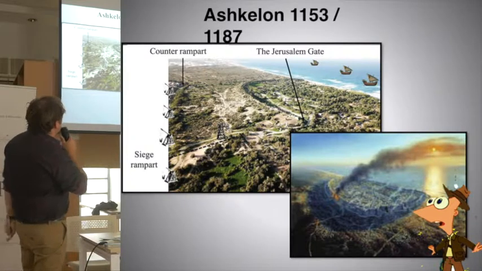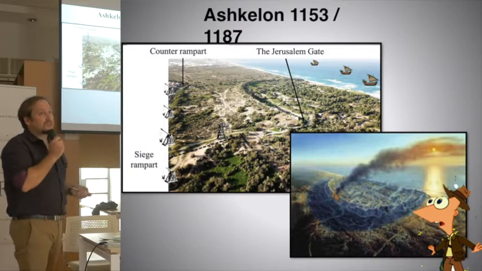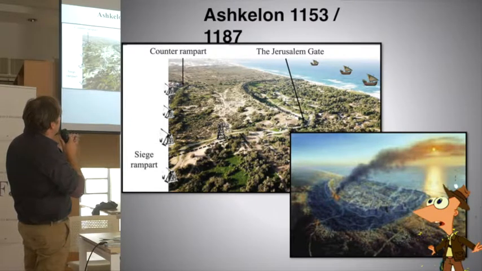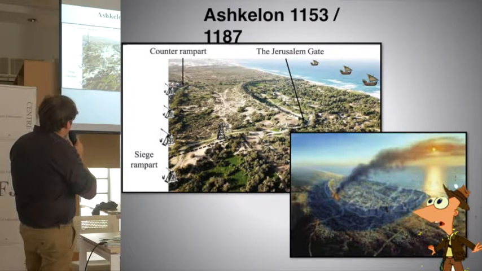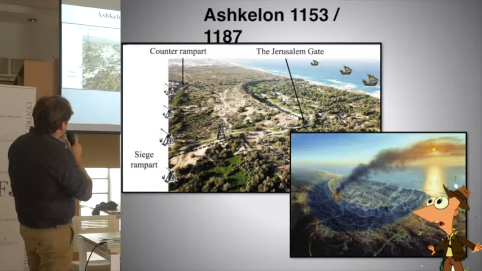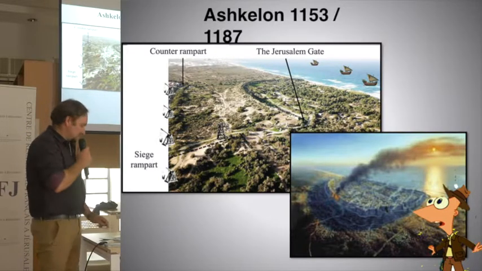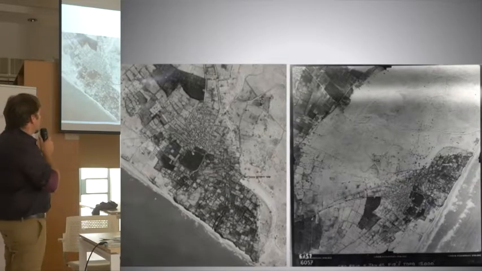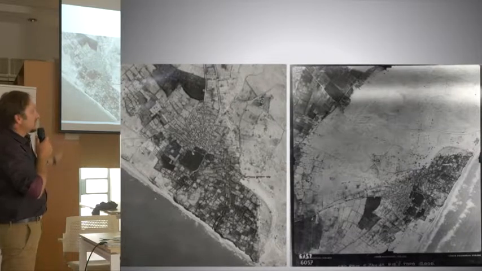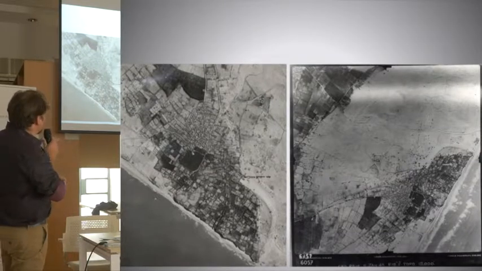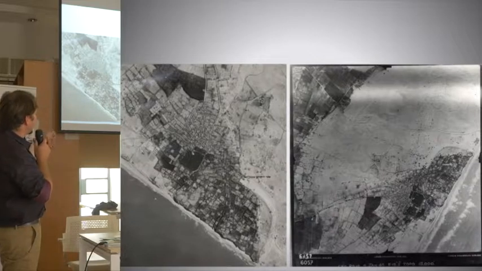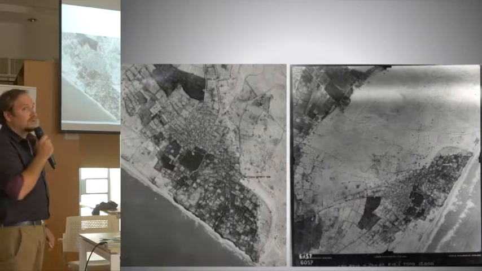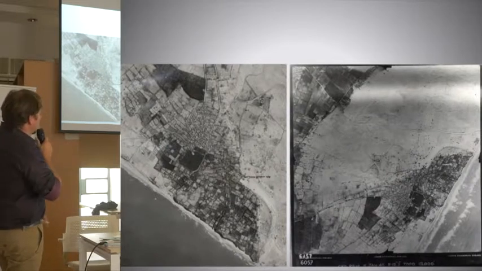One of them is here, the Siege of Ashkelon, depending on which one, the one of 1153 or 1187. There is a very famous story about the siege tower, which was brought to the Jerusalem gate, to the eastern tower of the gate. What I've noticed is that you can actually see this in the landscape. Not only can you see the remains of the rampart of the siege tower in the landscape, it actually implicated the development of the city of Ashkelon from the moment that it was laid onwards.